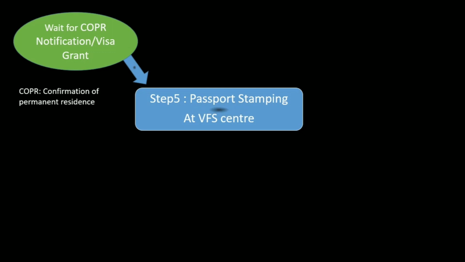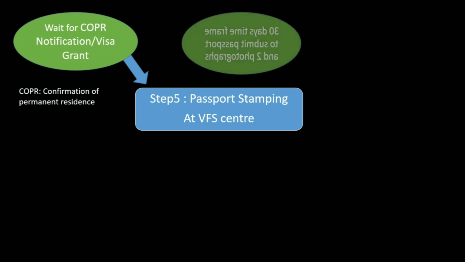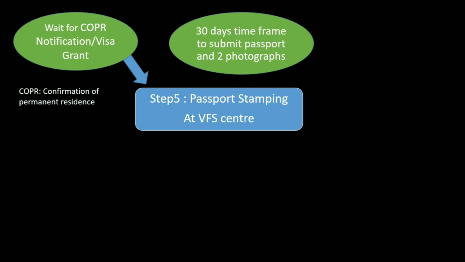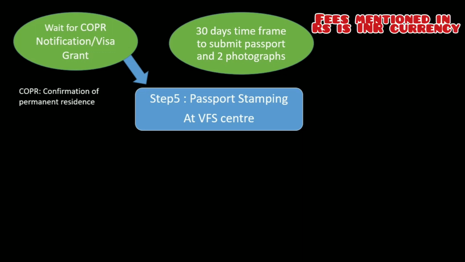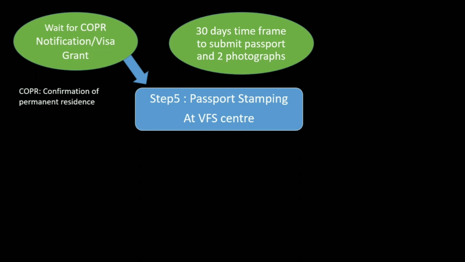Once you get the COPR notification, you're on step number 5, that's passport stamping at VFS Center. VFS Center is Visa Facilitation Service Center, and you get about 30 days to submit the passport and 2 photographs and a small fee of about rupees 300 or 600 at VFS Center. You have to carry the printout of the letter you get from IRCC if you are going to the VFS Center personally, and you get your passport stamp on the same day.